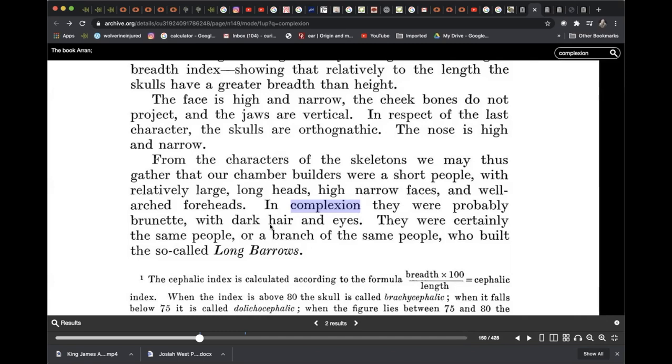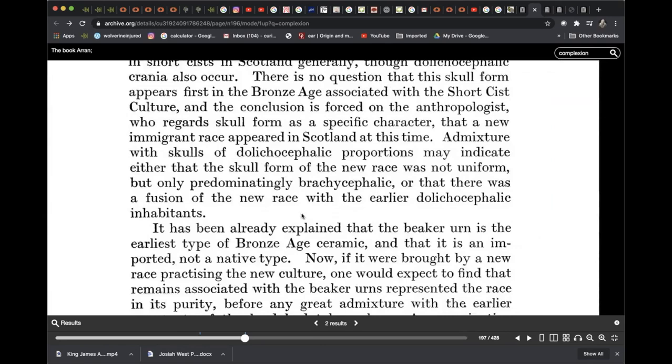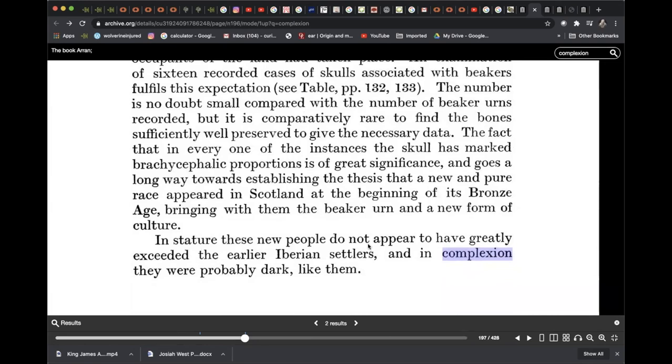They were certainly the same people or a branch of the same people who built the so-called long barrows. I'm on page 131, and they're talking about Bronze Age people down here, and it says, in stature, these new people do not appear to have greatly exceeded the earlier Iberian settlers, and in complexion they were probably dark like the Iberians. Dark complexion.